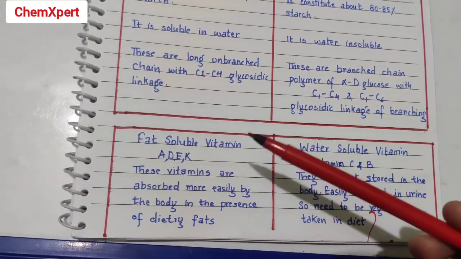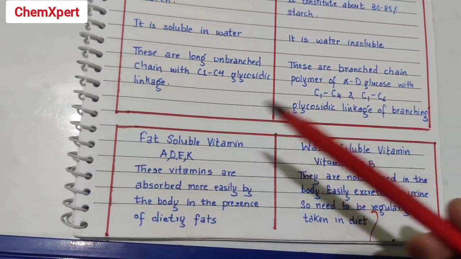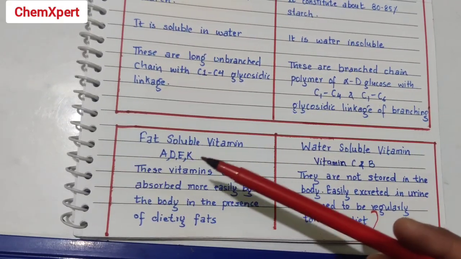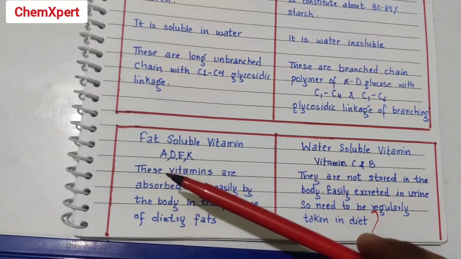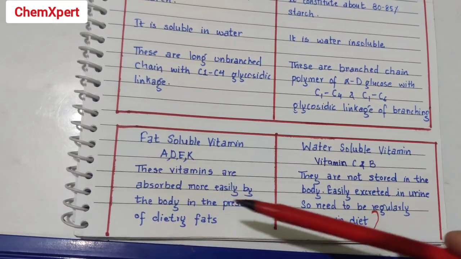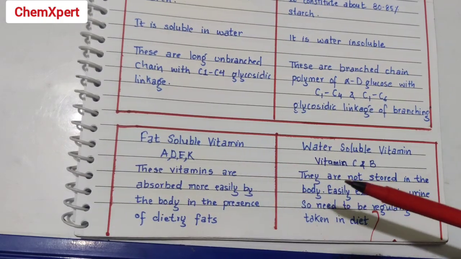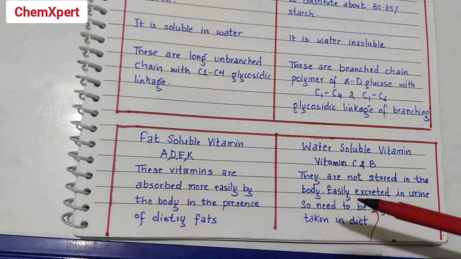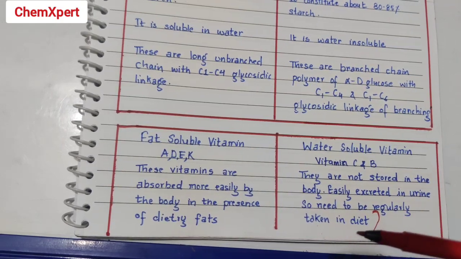Next is regarding vitamins. Vitamins are of two types, fat soluble and water soluble. Fat soluble examples are A, D, E, K. Water soluble are vitamin C and B. Fat soluble vitamins are absorbed more easily by the body in the presence of dietary fats, whereas water soluble vitamins are not stored in the body and are easily excreted in urine, so they need to be taken regularly in the diet.